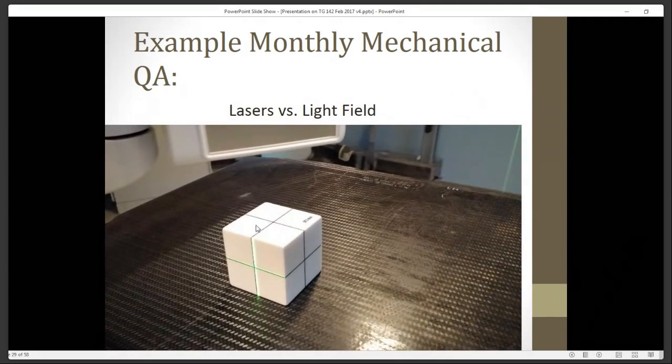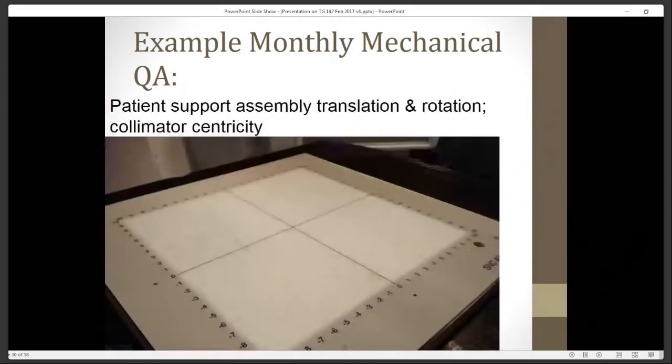Basically, you'd line this up with your light field in both axes and check how your lasers align with that. And then some sort of either graph paper, or here's a jig that has a grid on it, you can't see it very well, but you can see each millimeter. This is good for testing your couch motions and the couch rotation and collimator centricity. So as you rotate your collimator around, do your crosshairs stay within the tolerance?